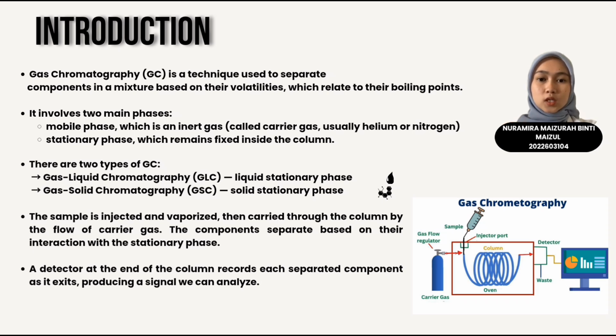Gas chromatography is a technique used to separate and analyze components in a mixture. This method works best when the components are volatile, which means they can easily turn into gas, and their boiling points are different. In GC, we use two phases.